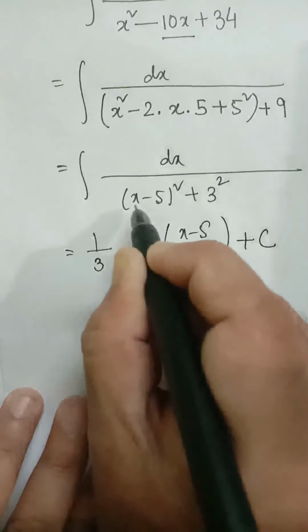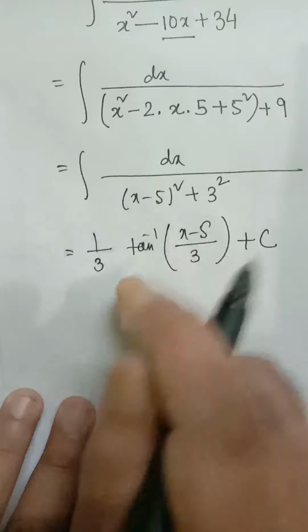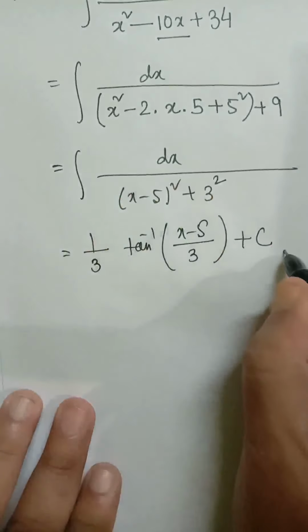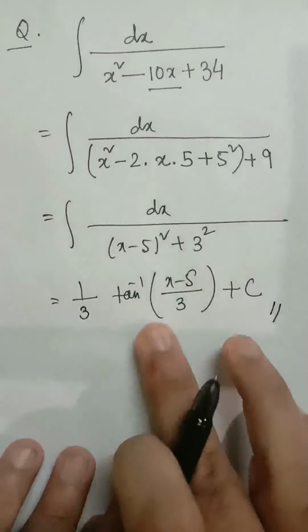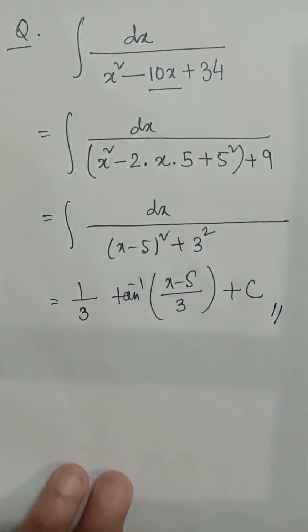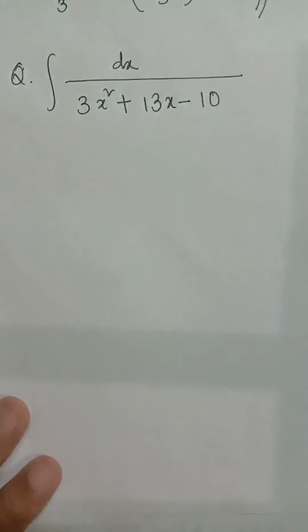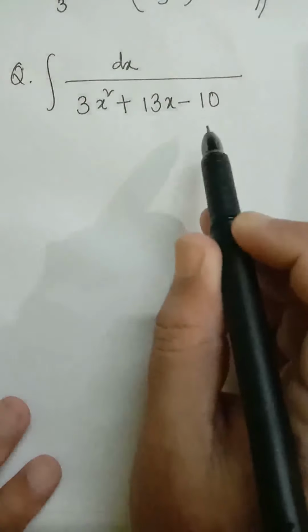And one thing again, you can see the coefficient of x is 1. If we divide by 1, the answer will be unchanged. So this is the answer of this integral. Next, to integrate dx by 3x square plus 13x minus 10.